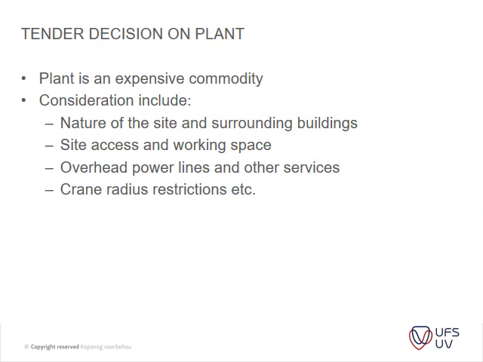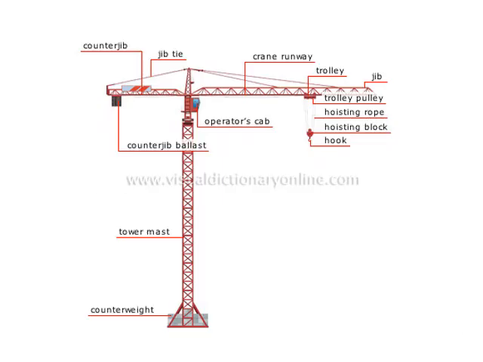Okay, then the tender decision on plant. Plant is an expensive commodity, and you need to consider certain items like the nature of the site, the surrounding buildings, site access, working space, overhead power lines, and other services. Then you have your crane radiuses that you need to consider, for instance, as well. We'll do that now in the next example. We'll have a look at it.